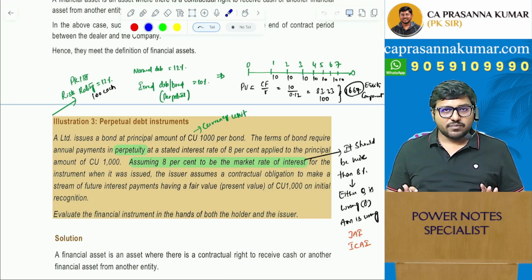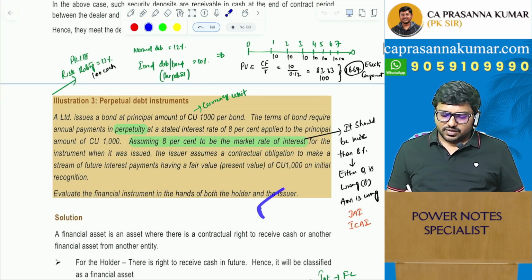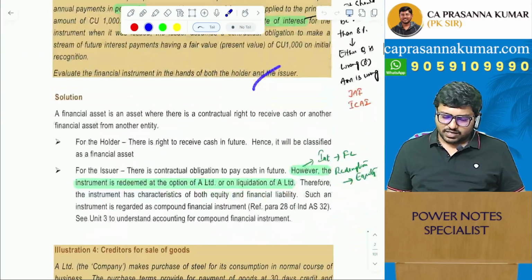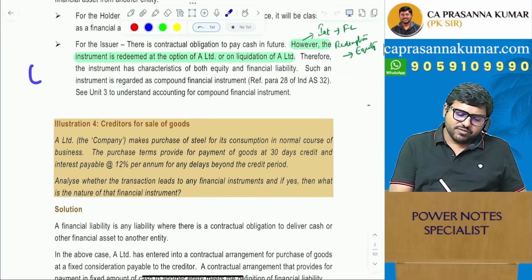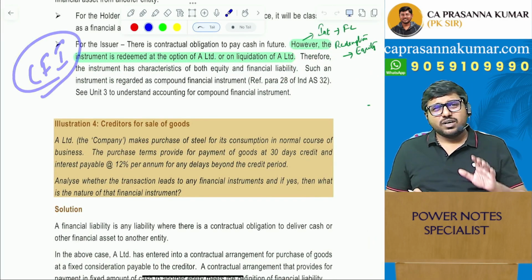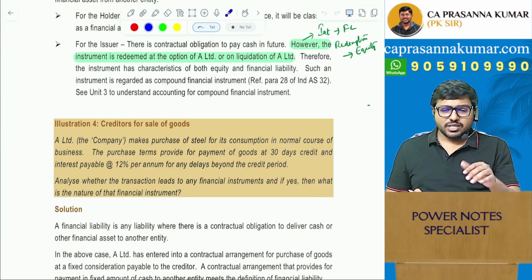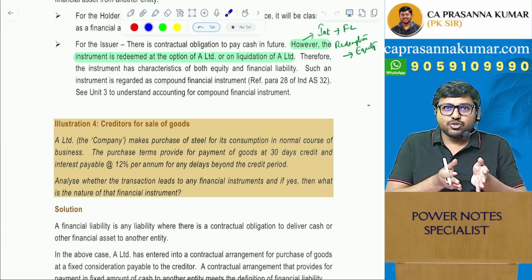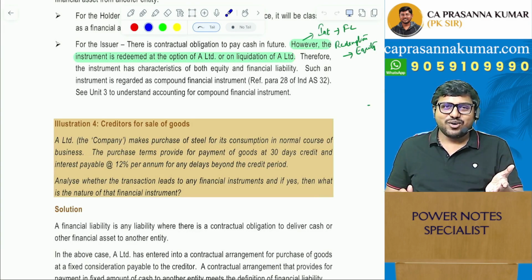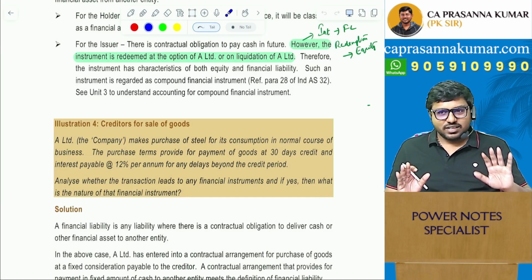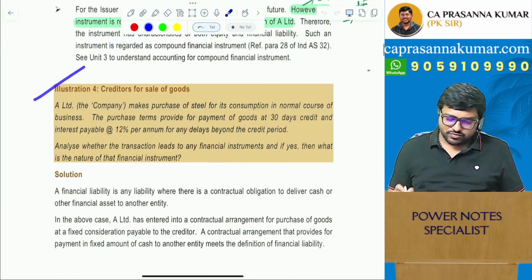I hope this is clear. You got it? Any doubts with respect to this one? All right, fantastic. Chalo. That compound financial instrument concept which I've explained to you, if you have understood even 50%, it's okay, because anyway we're going to see it. That's the reason I've shown you the proof also. Otherwise, you guys will have doubts and then you will keep asking me, okay? Clear? Right, moving on to the next one, illustration 4.